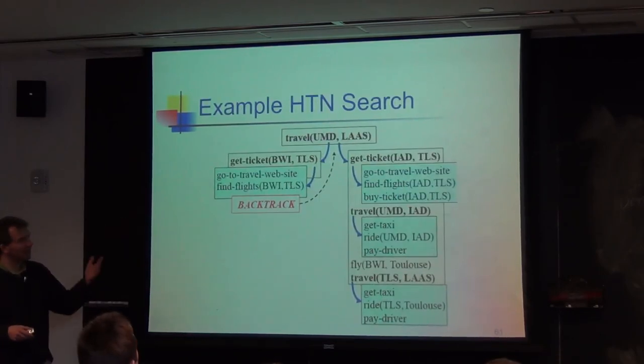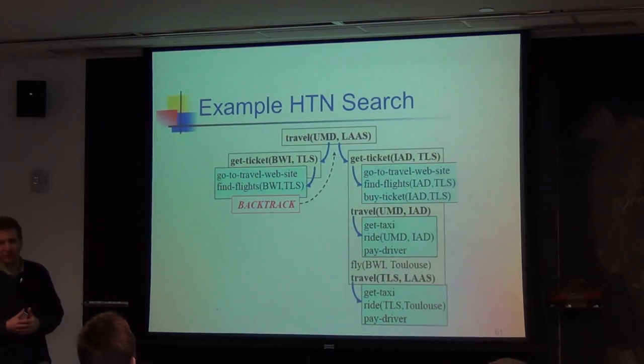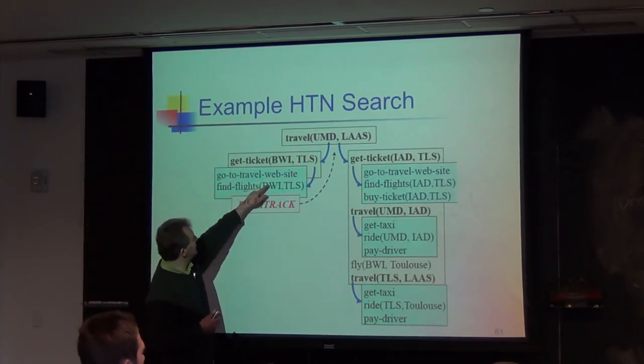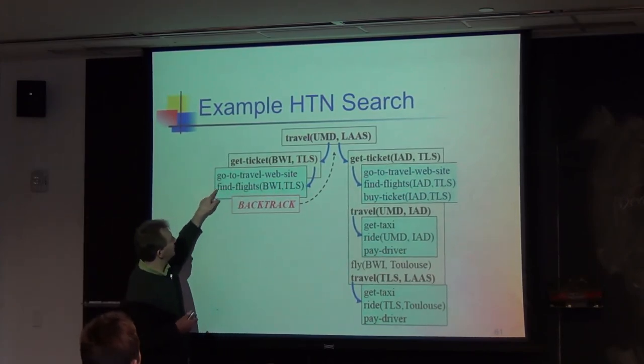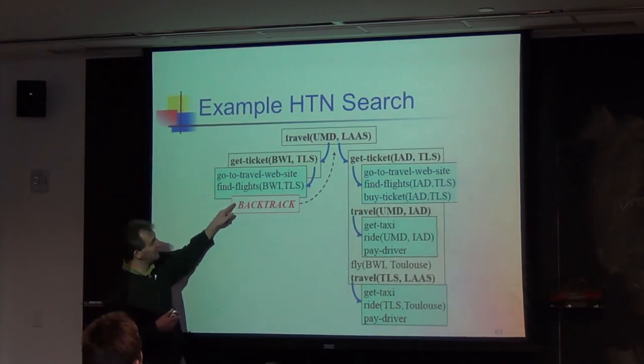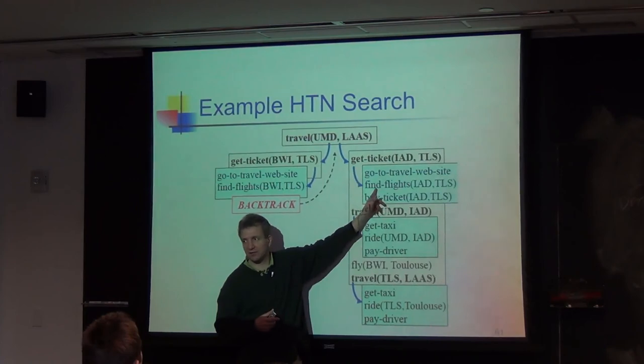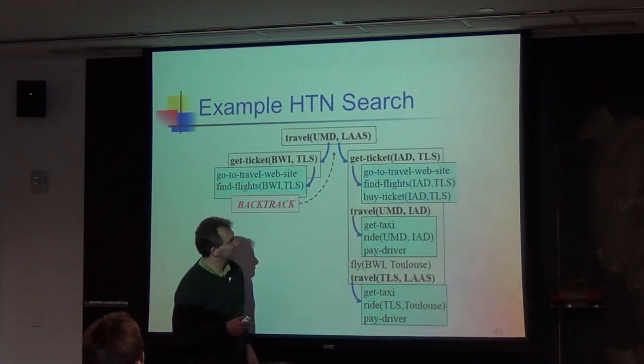Here's an example of this being searched and finding a solution. If I come down here, I get the ticket, I go to the travel website, find flights. If I can't find any flights in here, then I have to backtrack, and I'll try the other method here.